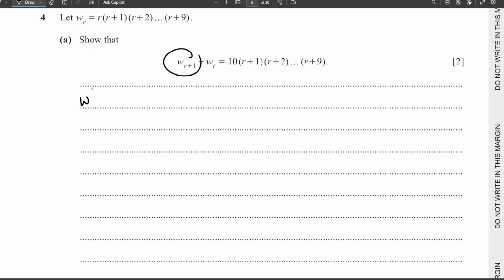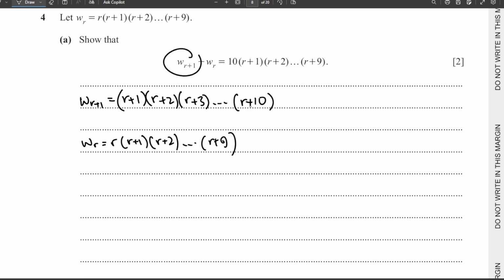W_r is this, so we just replace all the r with r plus 1. The first r becomes r plus 1, the second r plus 1 becomes r plus 2, and so on and so forth. So it becomes r plus 3, and all the way to r plus 10, because you have the additional 1 in there. I'll also write here what W_r is.